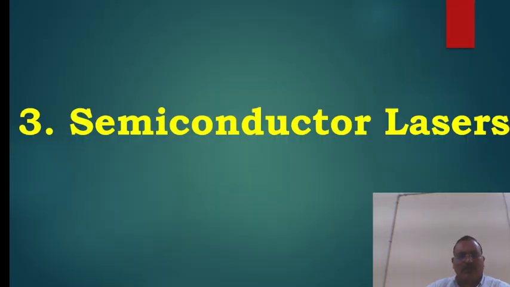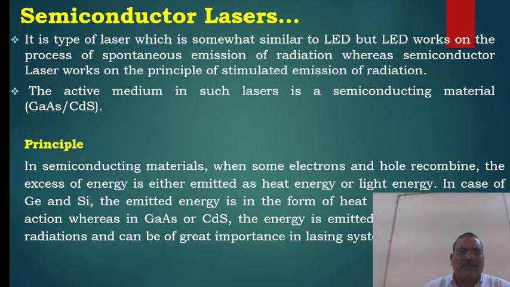But now the last and very important laser is the semiconductor laser. It is a type of laser somewhat similar to an LED, a light emitting diode, but an LED works on the process of spontaneous emission of radiation, whereas a semiconductor laser works on the principle of stimulated emission of radiation. The active medium in such a laser is a semiconducting material.